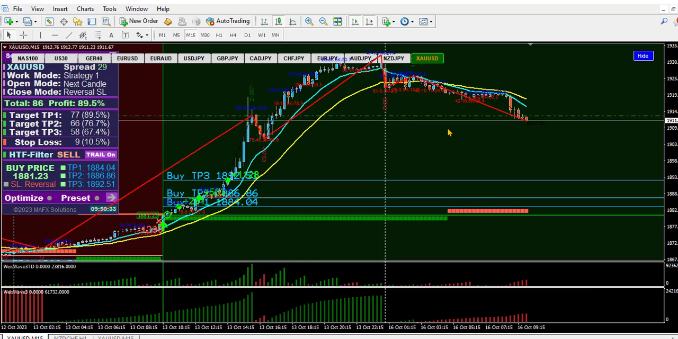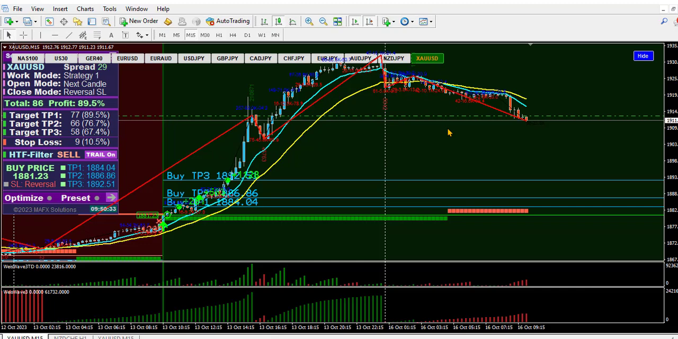You can use it on cryptocurrencies like BTC, Ethereum, and the rest. This can be used on the Forex pairs like Euro USD, Euro Australia dollar, Euro Japanese yen, as many pairs as you want to check out. This can be used on the indices too, like Nasdaq, US 30, Gamma 40, and the rest. This can also be used on gold.